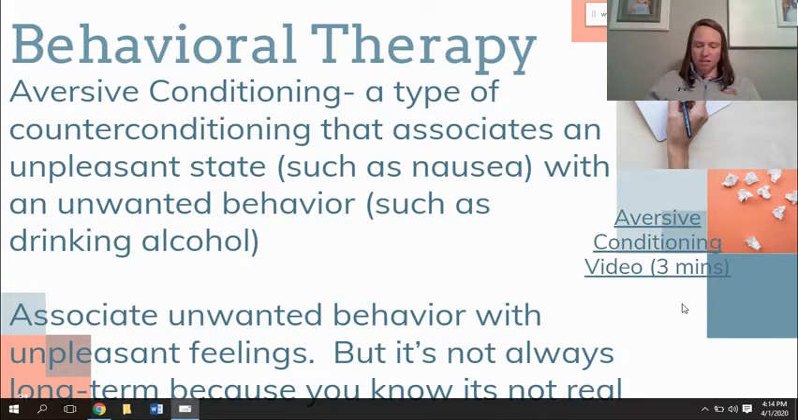That associates an unpleasant state, and like the example, if you want to write down the parentheses, you can, such as nausea. It's pretty unpleasant when you're sick on your stomach. With an unwanted behavior, such as drinking alcohol.